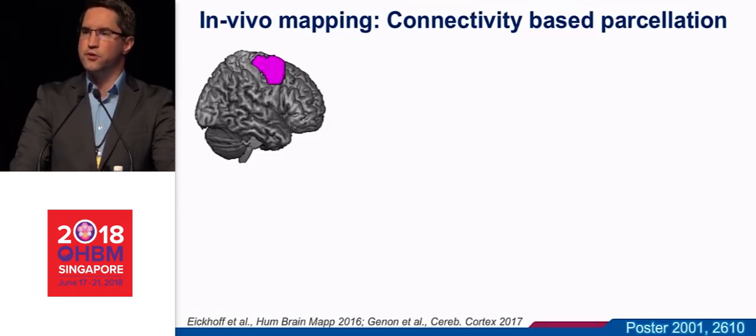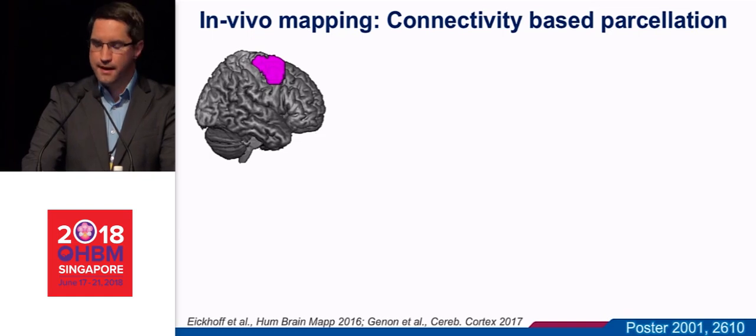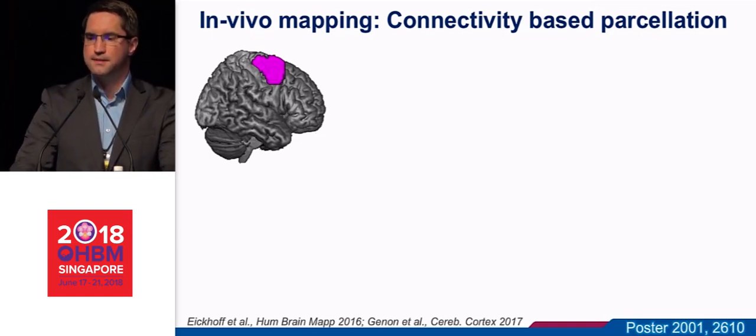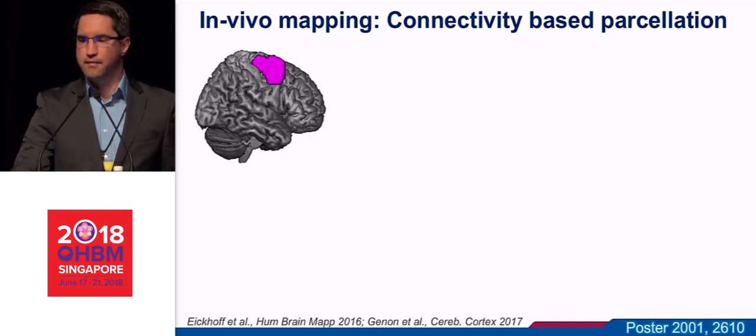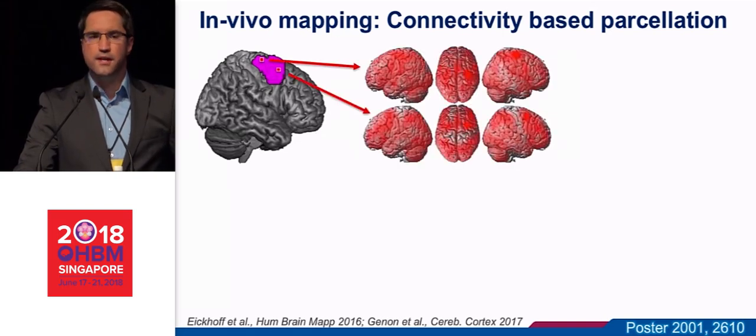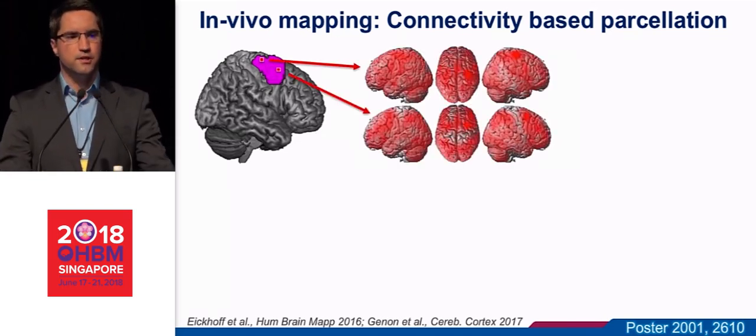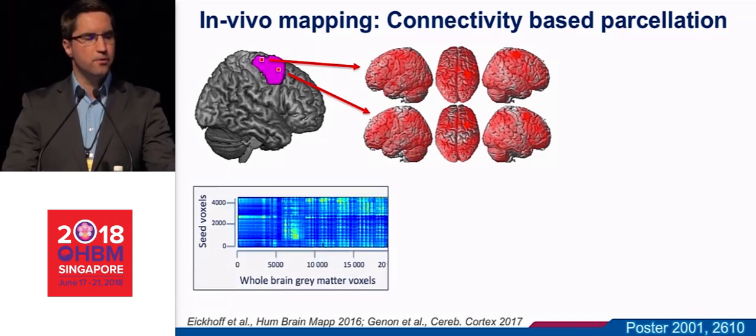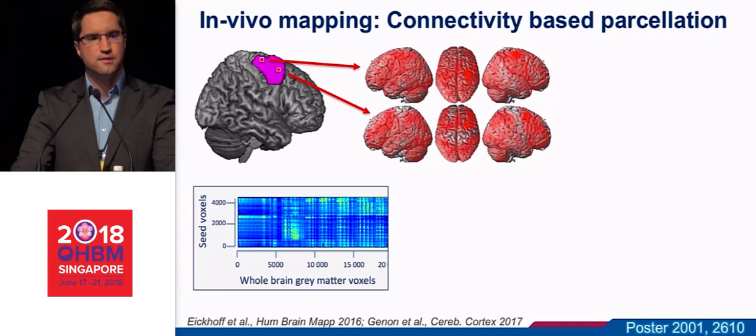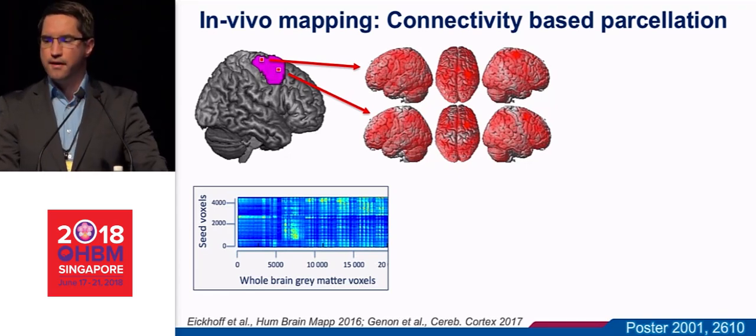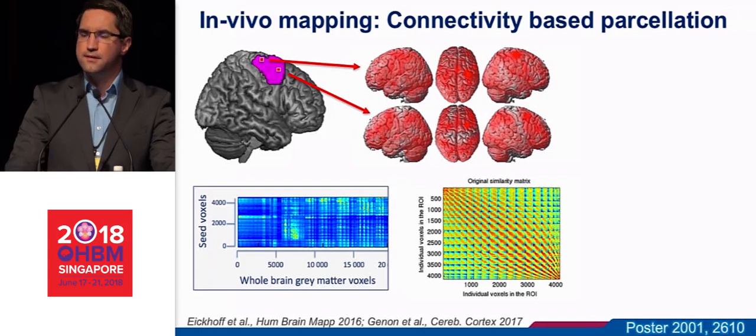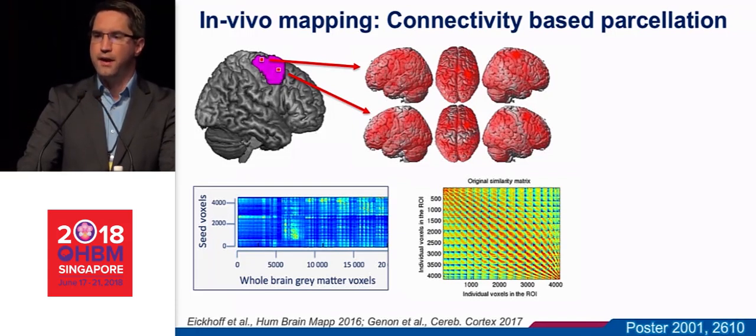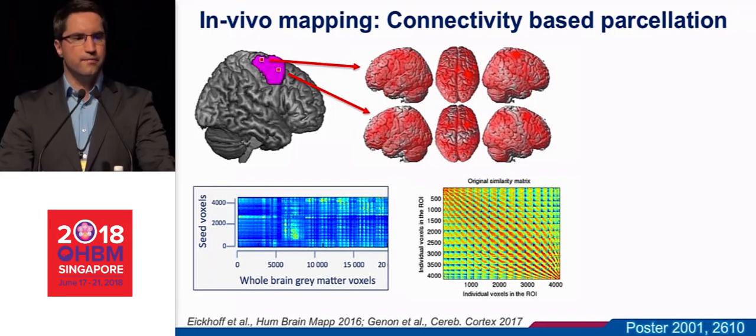As a complementary approach, however, we can also map the brain in vivo using connectivity-based parcellation. The key idea here is that we have a region of interest, as indicated here in the violet color, and then for each individual voxel in that region of interest, we compute the whole brain connectivity profile. From this, we then can compute the connectivity matrix for the number of seed voxels times number of voxels in the rest of the brain, and a cross-correlation matrix telling us how similar each pair of seed voxels is in terms of their connectivity pattern.